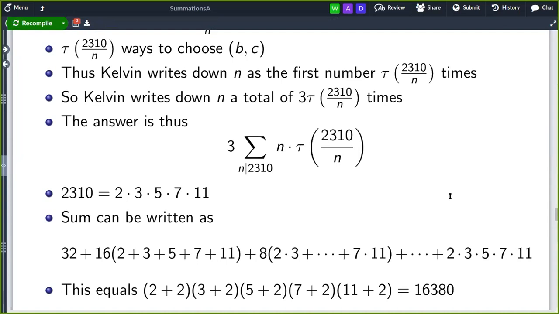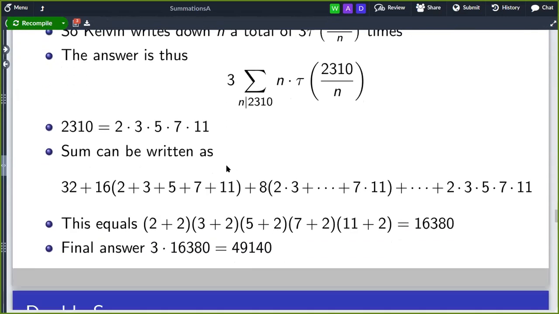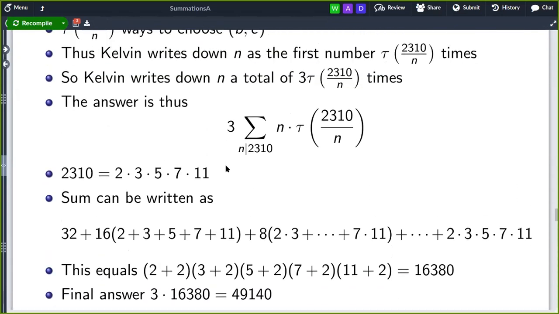So this equals 2 plus 2 times 3 plus 2 times 5 plus 2 times 7 plus 2 times 11 plus 2, which is 16,380. But we have a factor of 3 out front, so we need to multiply this by 3 for the final sum. So that's it. The basic idea here was to consider how many times Kelvin writes down a given number on his board and sum based on all of these n.